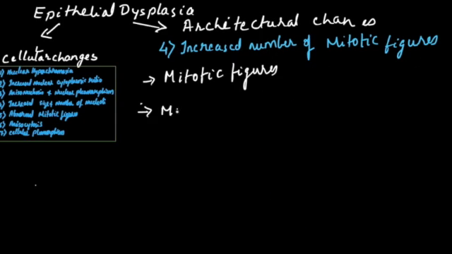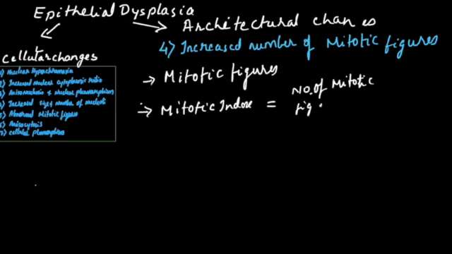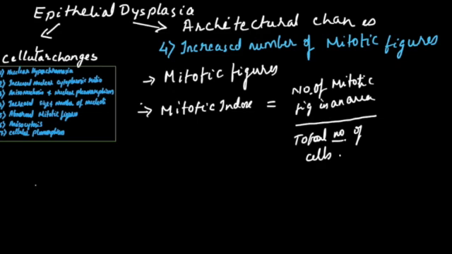You need to understand the mitotic index. Mitotic index is calculated by the formula: number of mitotic figures in a given area divided by total number of cells in that area, multiplied by 100 to calculate the percentage of mitotic index.